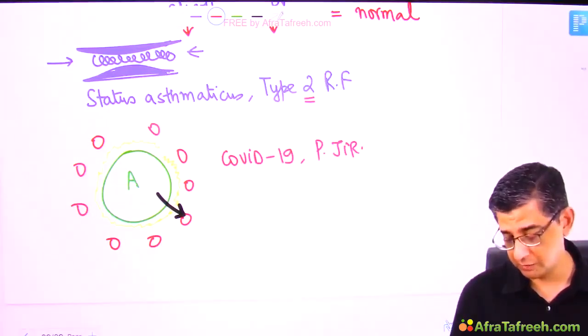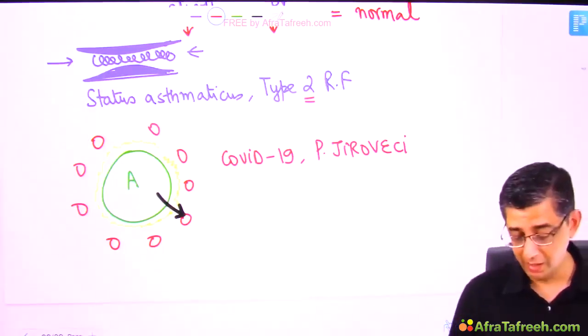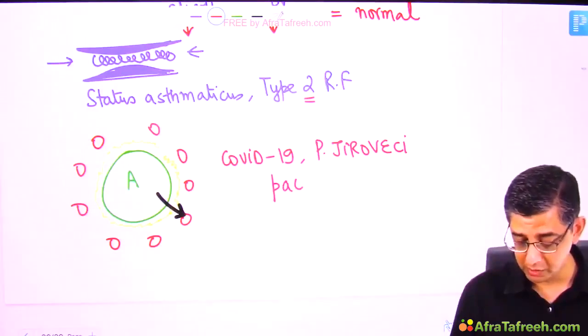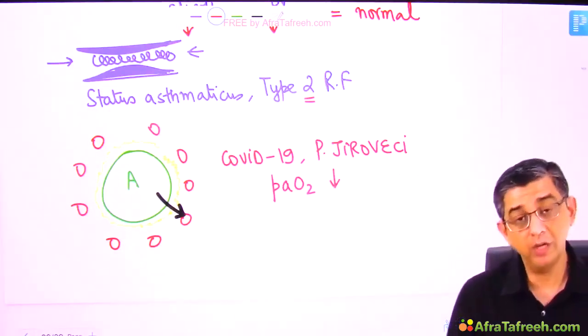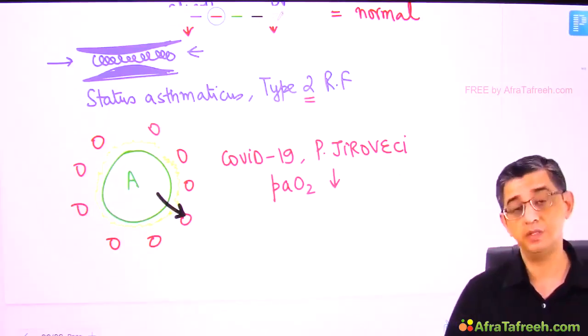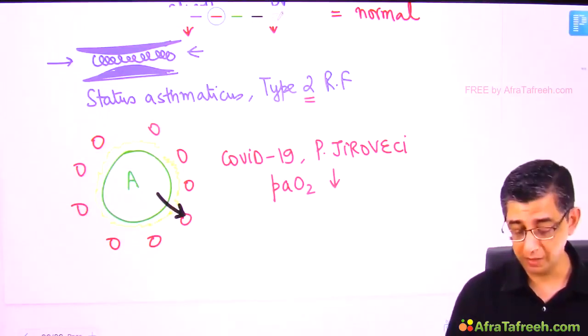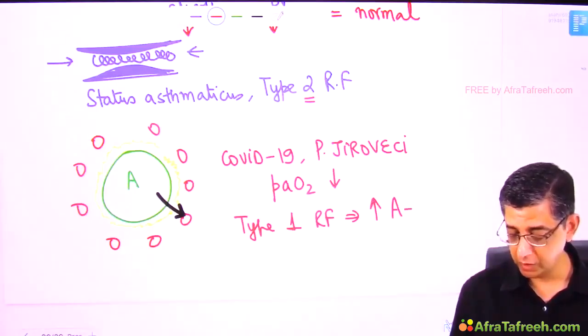whether you take this as an AIDS positive patient with pneumocystis jirovecii pneumonia, I basically want you to understand that in both of these situations, it is the PaO2 which will be reduced because of the alveolar damage, because of the interstitial space getting involved. Therefore the message is that in type 1 respiratory failure, there would be a definitive increase in the value of the alveolar arterial gradient.